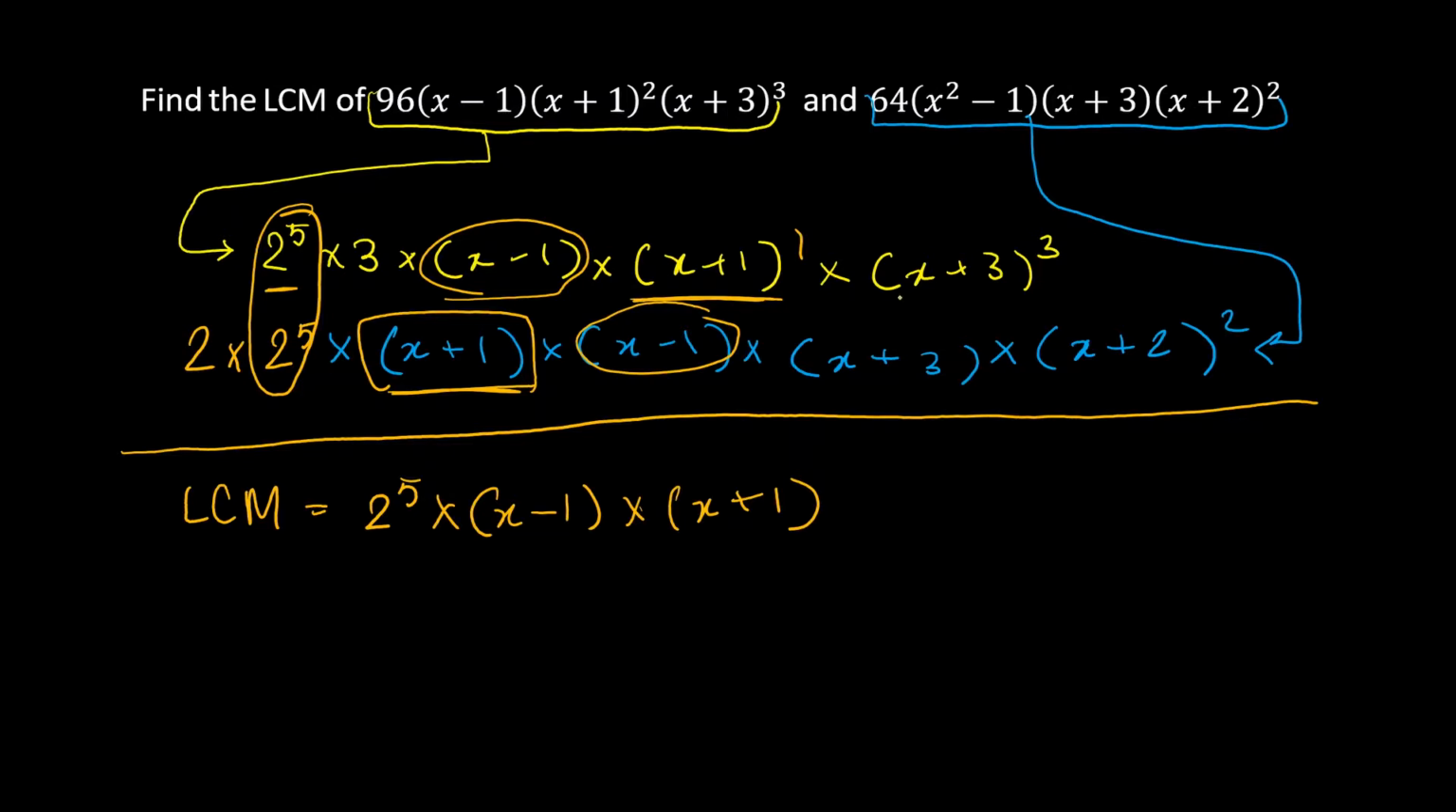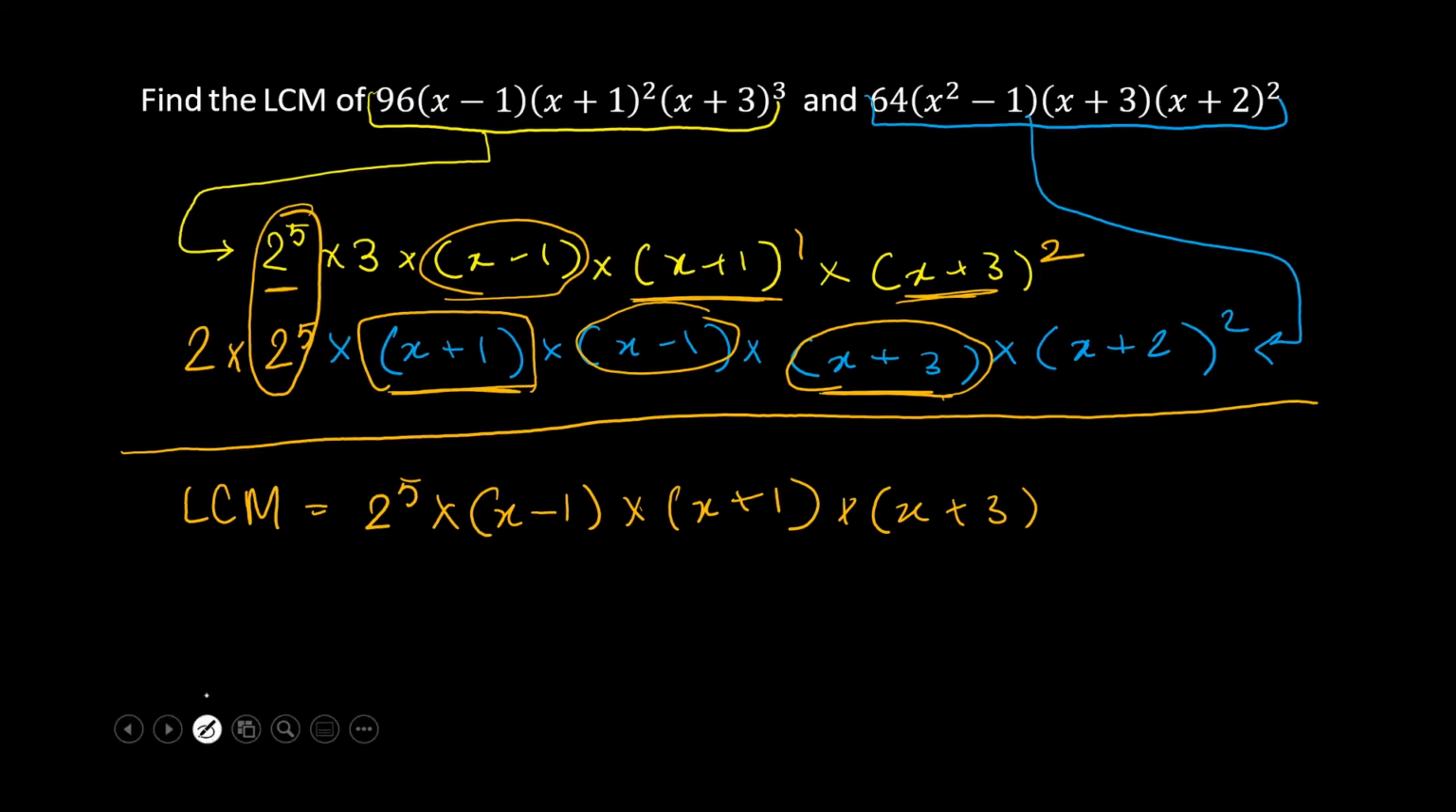And next I have x plus 3. I have x plus 3 common as well. Then I'm going to write into x plus 3. Then I'll be remaining with x plus 3 power 2 over there. Then this is done. I'll circle it, and I have x plus 2 whole square, which is not common anywhere. Now let's write the non-common ones. I'll write it with a different color.